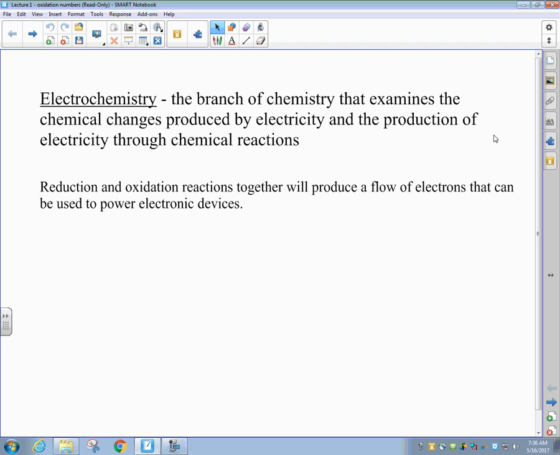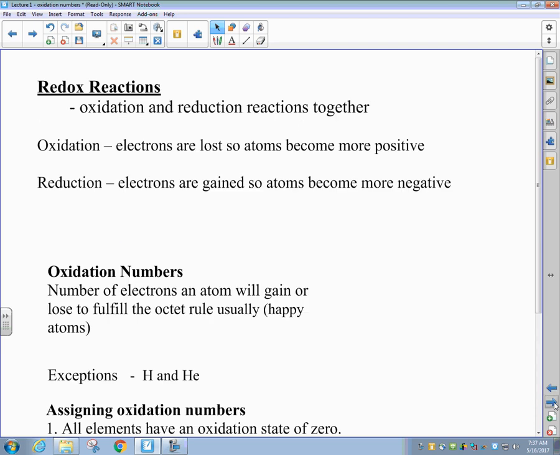So we're really going to be interested in looking at a specific type of chemical reaction that we discussed in the fall called redox reactions. Redox stands for reduction and oxidation reactions. These together will produce a flow of electrons that could be used to power electronic devices, like a battery. In a later lecture, we'll discuss how batteries work. For now, we will talk about redox reactions.